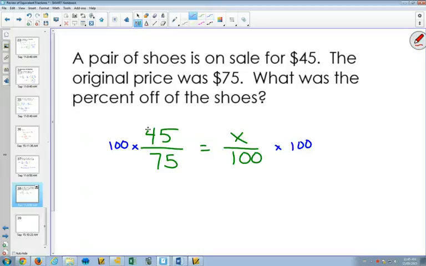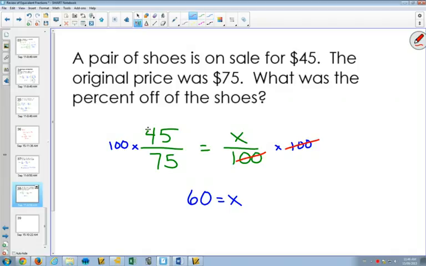That would make our hundreds cancel out. And we get, is it 6? 60? 60 equals x. So if you type that into your calculator, you're going to get 60. So that means if this proportion, 45 out of 75, is 60%, that means that your sale price is 60% of your original price.